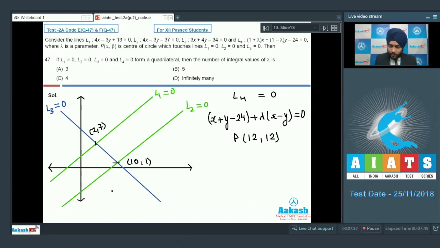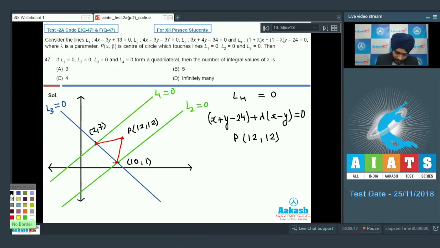So (12, 12) lies on the first quadrant above this line, below L1, above L2. So this is (12, 12), let us say. Now any random line passing through P will form a triangle if it is passing through this point or this point. Otherwise it will always form a quadrilateral, because if it is passing something like this, then there is no problem. But it should not pass from this point to this point. It should not pass something between this triangle. Okay, so this particular line, let us say it is PA and PB.